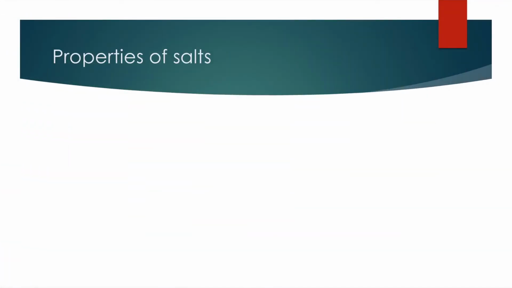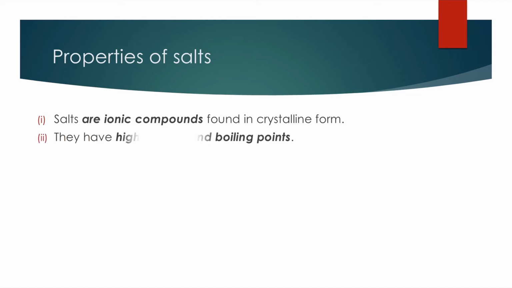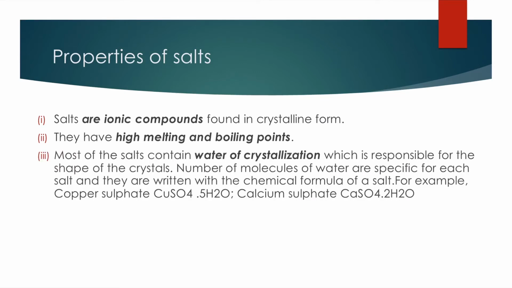Let's move on to the properties of salts. Salts are ionic compounds. They are always formed by cation and anion, so they are ionic compounds and they are crystalline in nature. They have high melting and boiling points. Most of the salts contain water of crystallization.